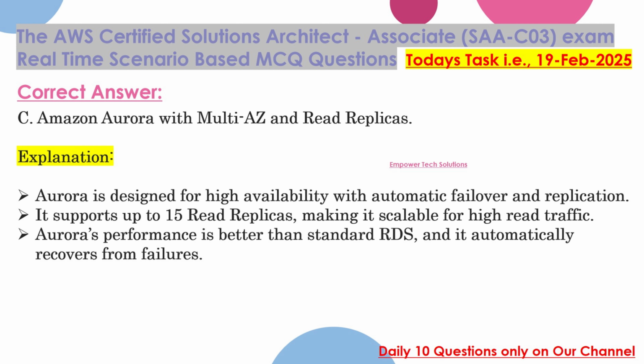Correct answer: C. Amazon Aurora with multi-AZ and read replicas. Explanation: Aurora is designed for high availability with automatic failover and replication. It supports up to 15 read replicas, making it scalable for high read traffic. Aurora's performance is better than standard RDS, and it automatically recovers from failures.